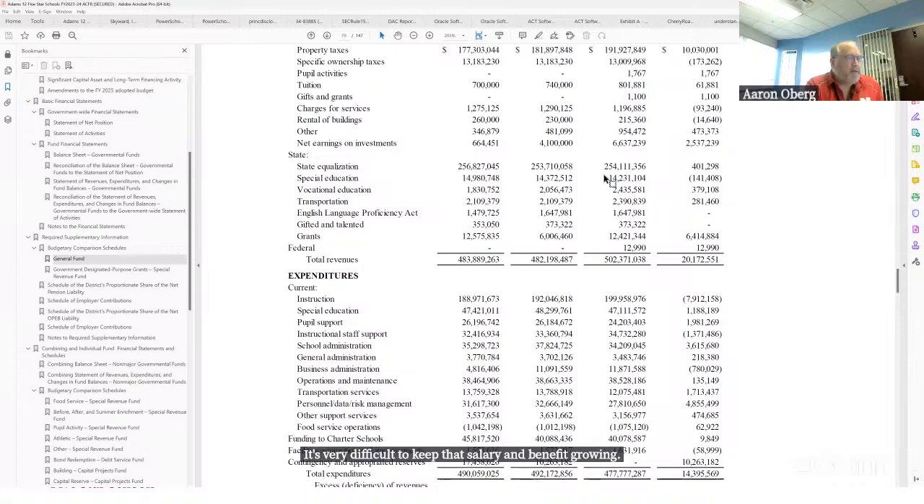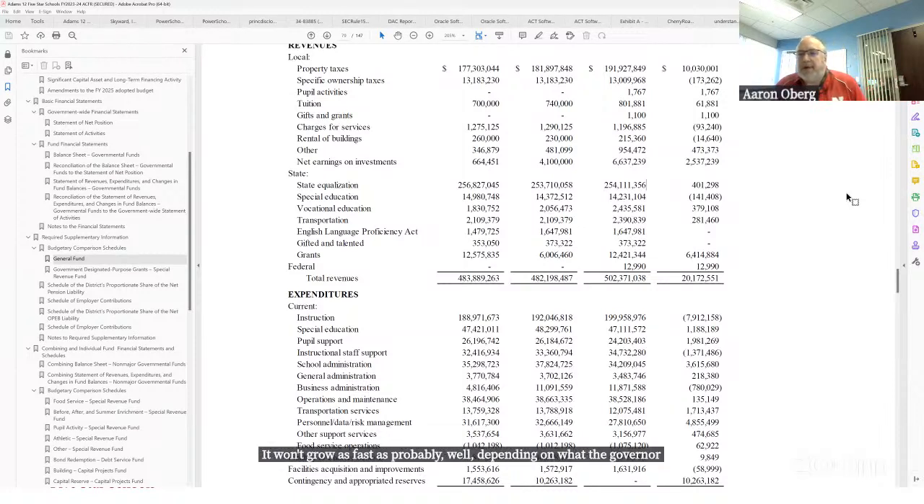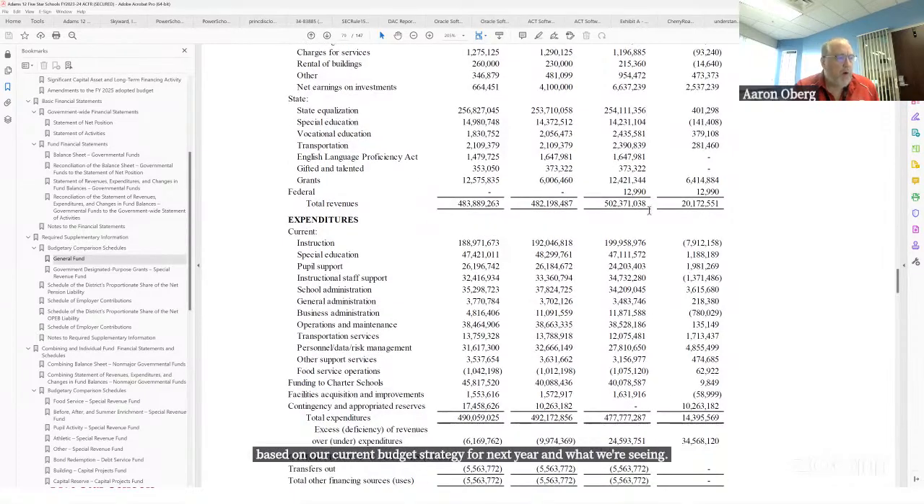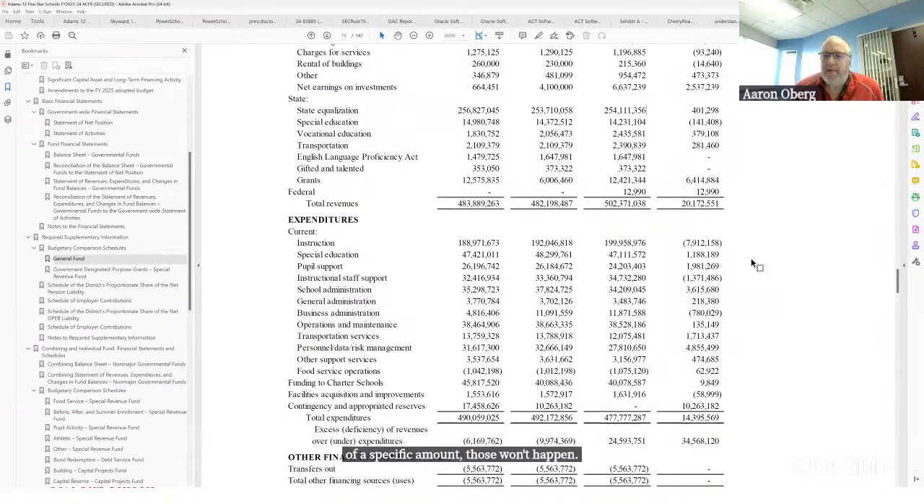What I would say is that we would hope that school finance continues to grow. It won't grow as fast as probably, depending on what the governor and the General Assembly come out with this next session. But I don't think overall, based on our current budget strategy for next year and what we're seeing, that we will grow programs, Mike. If you looked at all the things that we were looking at spending money on, one of those pieces was salary increases of a specific amount. Those won't happen. And then we also had an extension of the operating components of CTE. So the hope is that, but also remember those buildings aren't built yet.